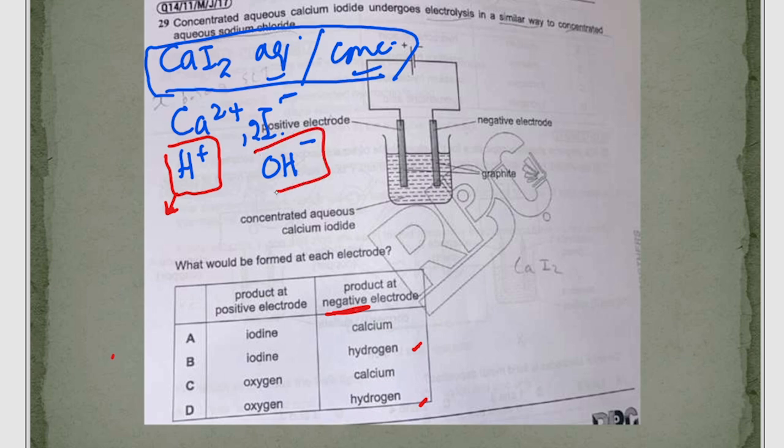Now come towards this. As aqueous or concentrated state is there, in that case iodine will be produced with hydrogen. This B is correct. Not oxygen will be produced, because if dilute were there, then hydroxide would be discharged. With concentrated, the halogen will go. Always remember. So the correct option is B.